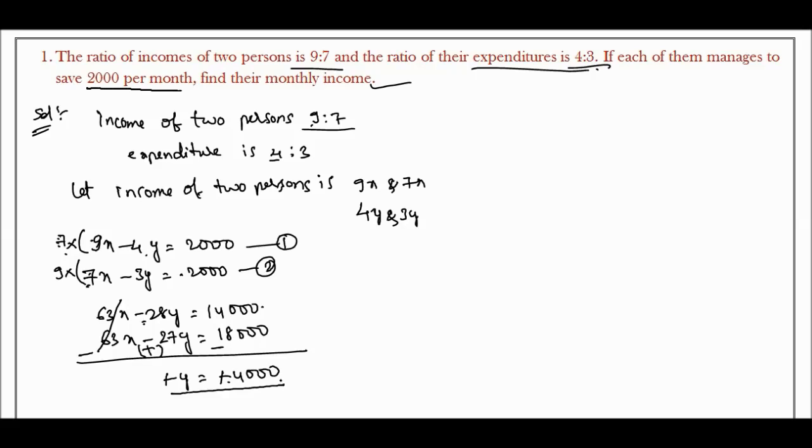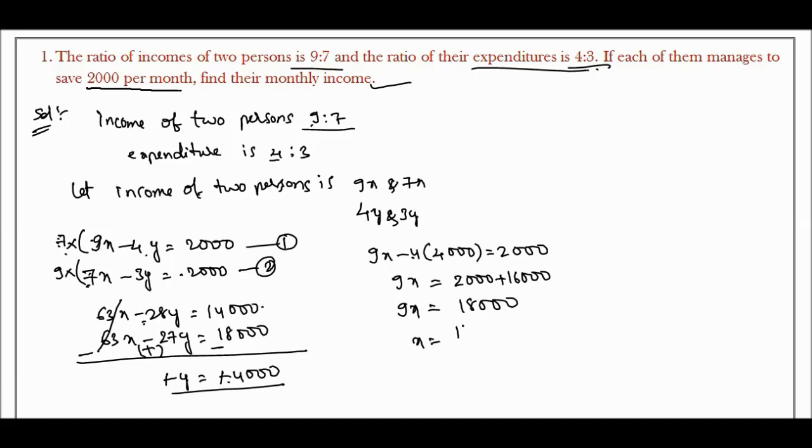Now we substitute the y value in the first equation: 9x minus 4 into 4,000 is equal to 2,000. So 9x is equal to 2,000 plus 16,000, which is 18,000. So 9x is equal to 18,000, and dividing by 9, x is equal to 2,000. So we can find the total income of person 1 and person 2.